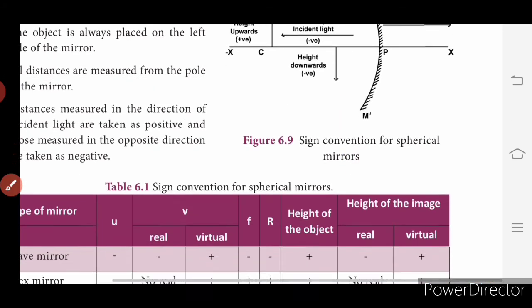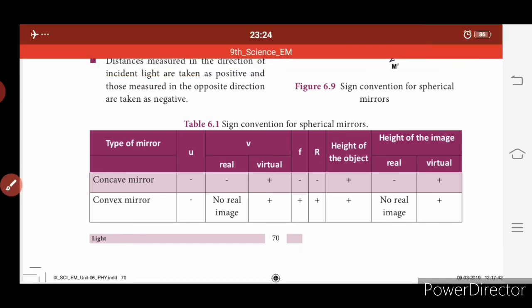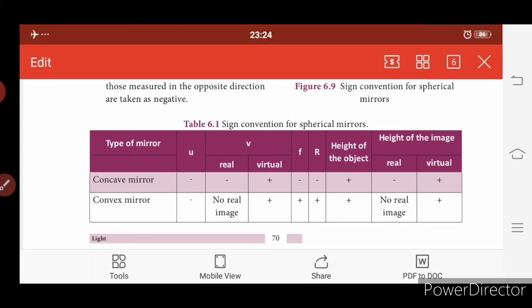You have the tabular column below. So for a concave mirror, the object distance U is negative, and the real and virtual image distances are positive, whereas in a convex mirror there is no real image. Here also, for a concave mirror F and R have a negative sign, whereas for a convex mirror they are positive. The height of the object is positive for both concave and convex mirrors. The height of a real image is negative, with no real image for the convex mirror, whereas for a virtual image both are positive.